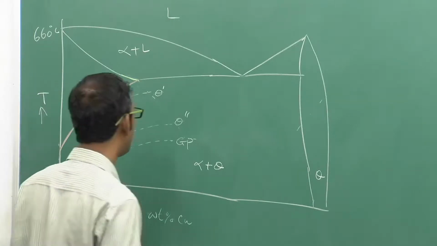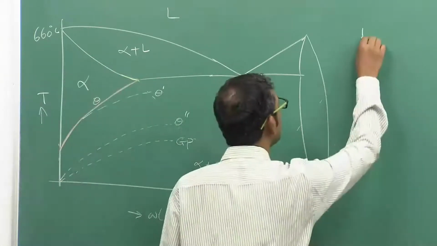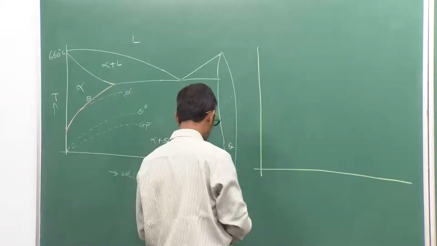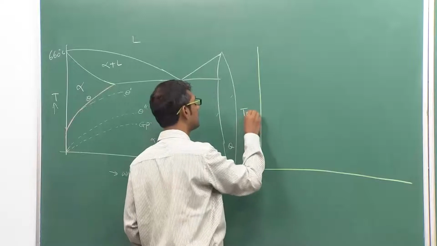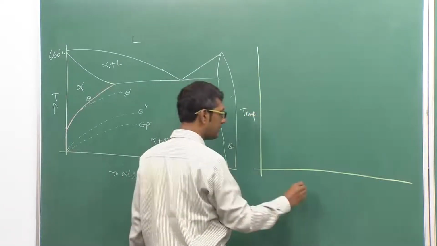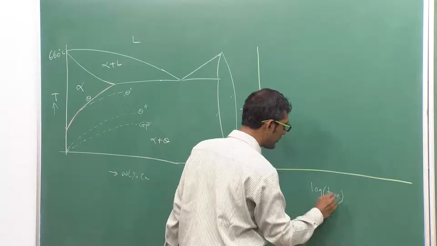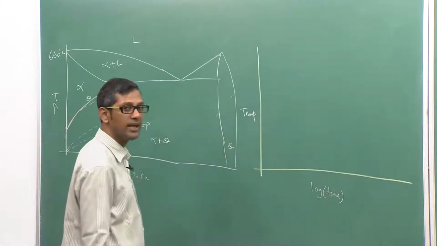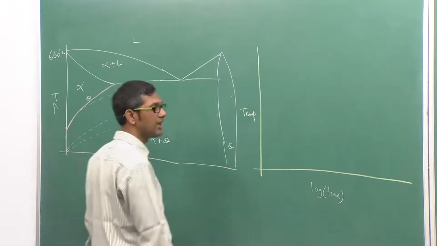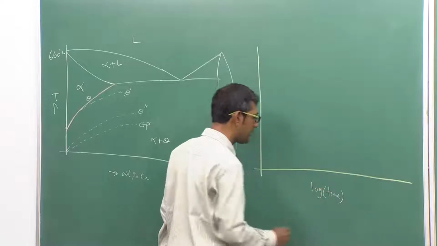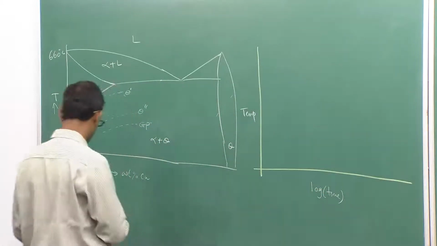Now, using this data, we can actually make a time temperature plot. This is temperature, this is log time, and this is basically known as the TTT curve in the literature, which we will discuss in much more detail in the case of steel, but here it is basically the aging curve.